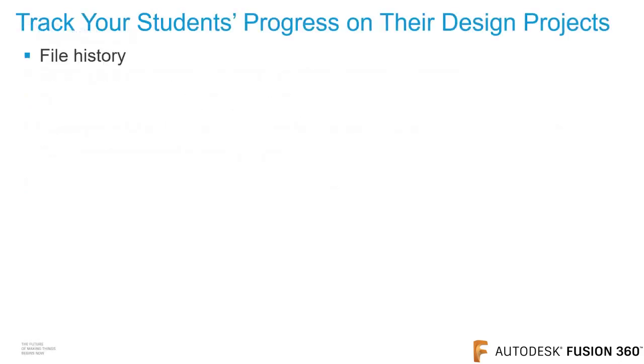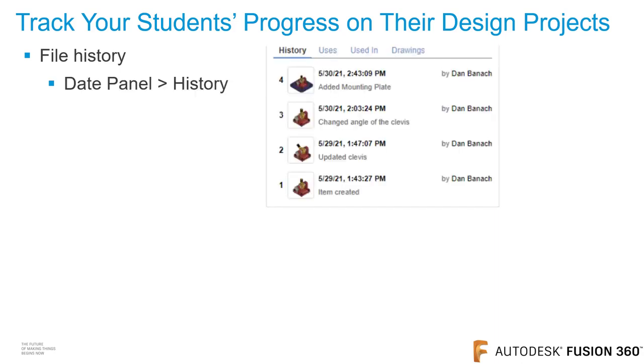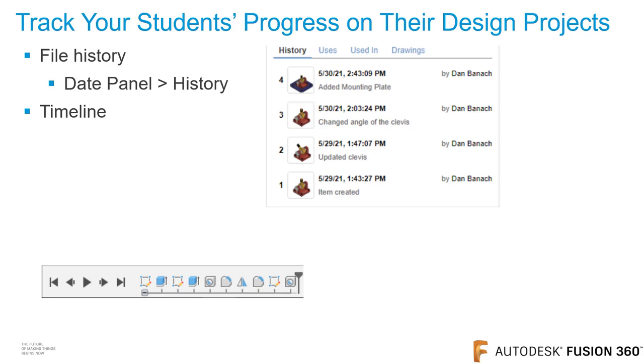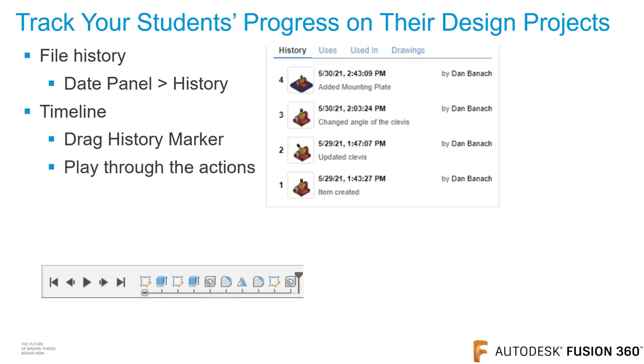File history will help you keep track of your students' projects and see who is making the edits and when. Remember, every time you save a file inside of Fusion 360, a version is created. To see a file's history, show the data panel, and in the history area, you'll see when the file was saved and who saved that file. You can also use the timeline to quickly review how your students created their designs. In the timeline, you can drag the history marker, and you can also play through the actions.